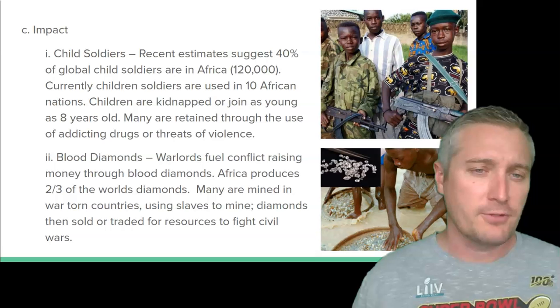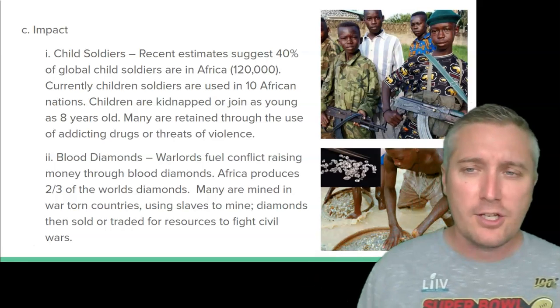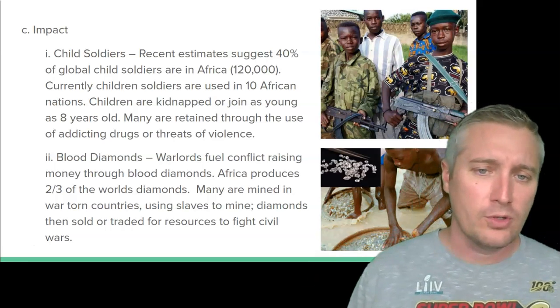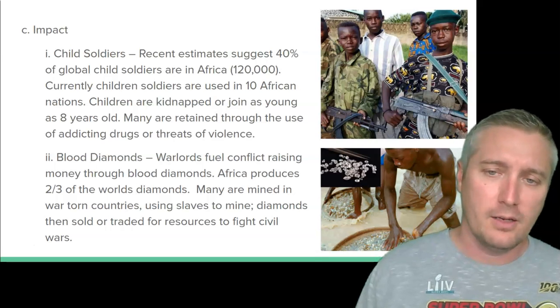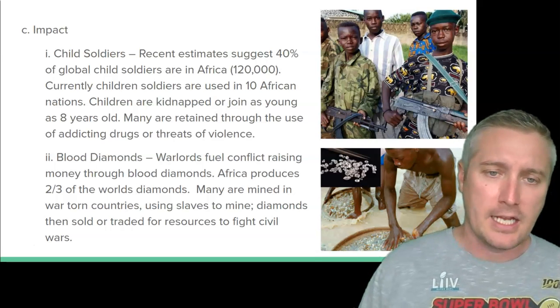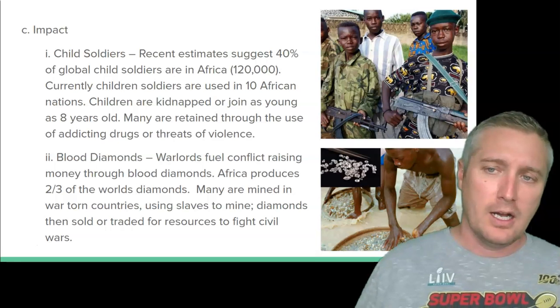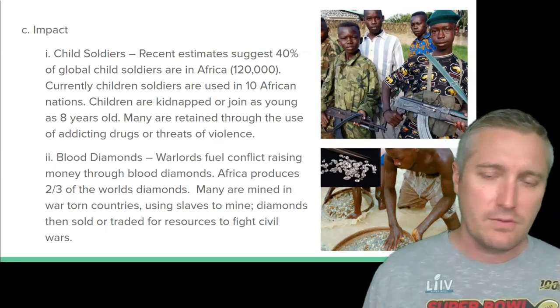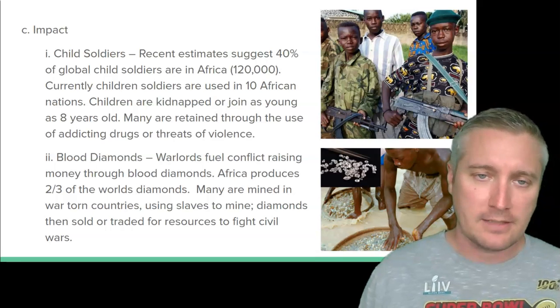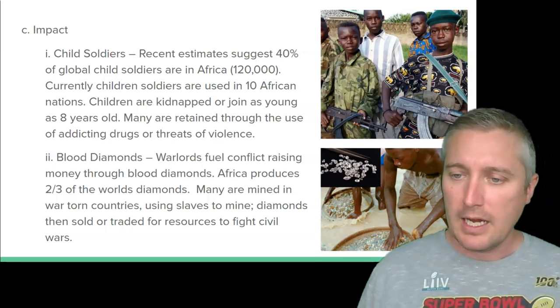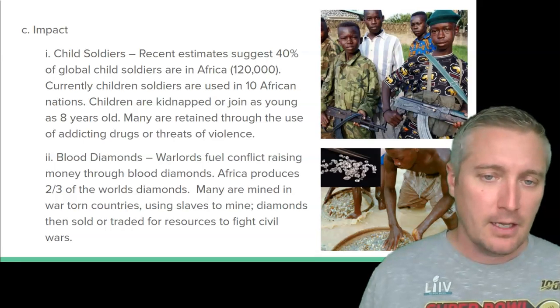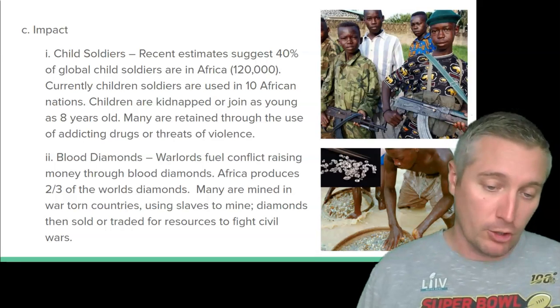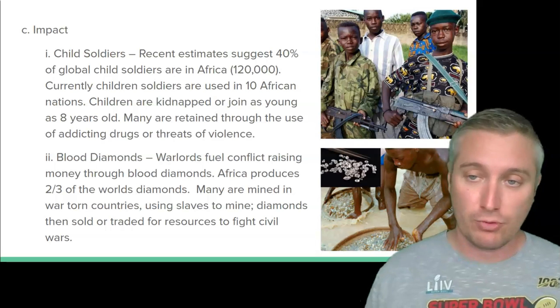These children are often kidnapped at a very young age, as early as 8 years old, basically old enough to hold a rifle. And many of them are kept there. They are basically kidnapped and kept there kind of as slaves. Many of them are injected with drugs against their will to the point where they become addicted. And then they're hooked. They cannot leave because they are drug addicts.